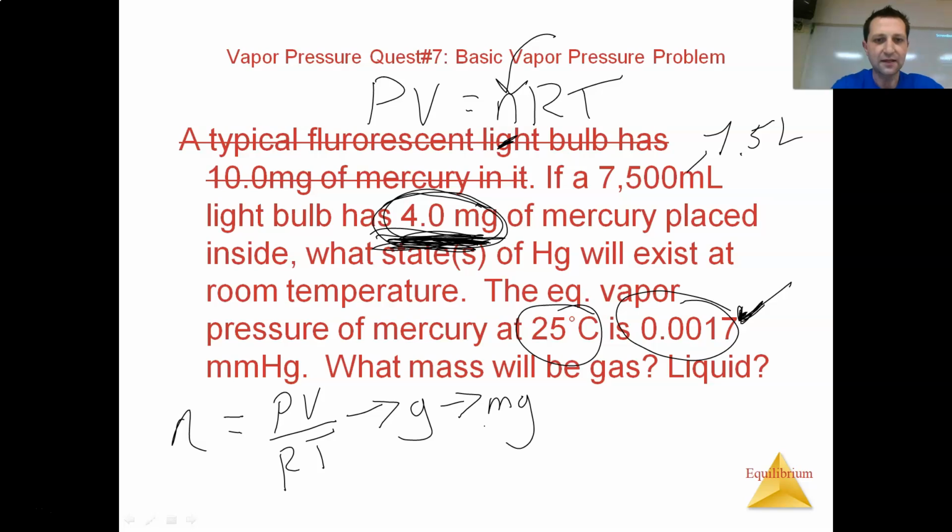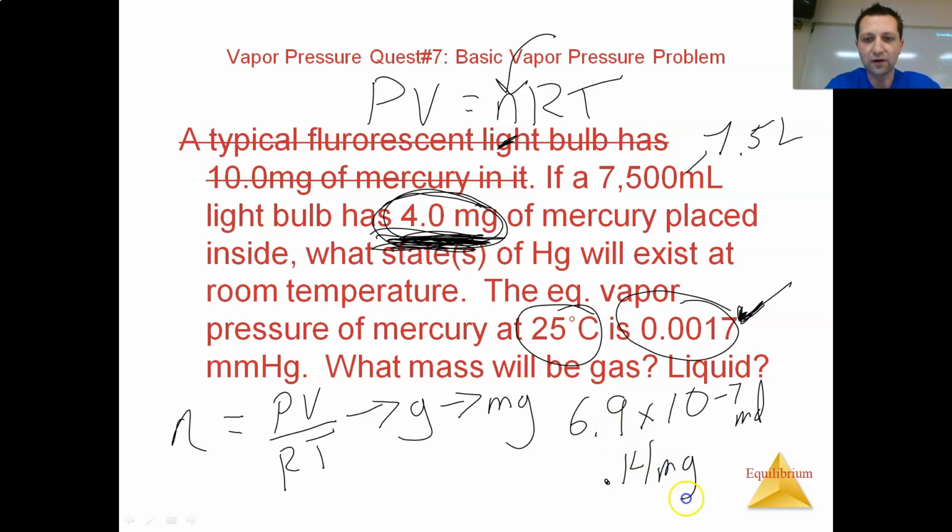If you plug all this in, you have your pressure, volume, your R value of 62.36, and your temperature of 298 Kelvin. You should end up with 6.9 times 10 to the negative 7th moles of mercury. Convert that into grams using a mole conversion, and then convert that into milligrams, and you should get 0.14 milligrams. So we would multiply by the molar mass of mercury over 1 mole, and then convert that into milligrams.